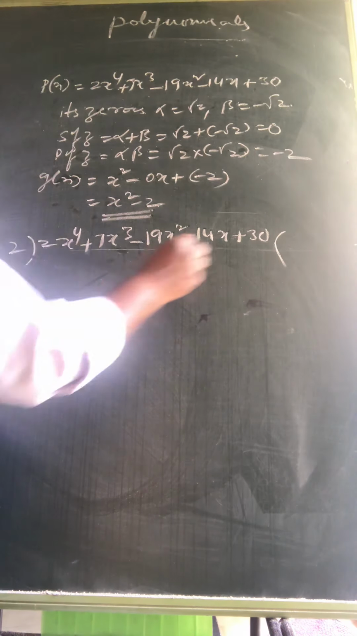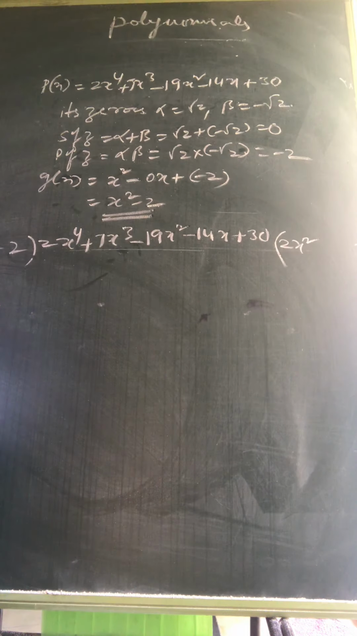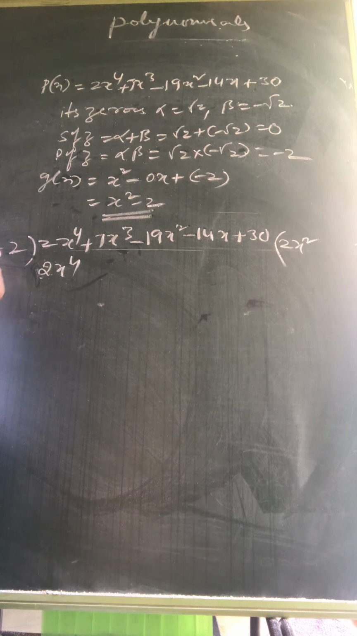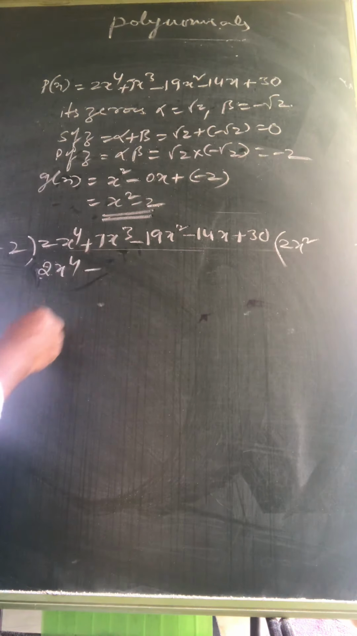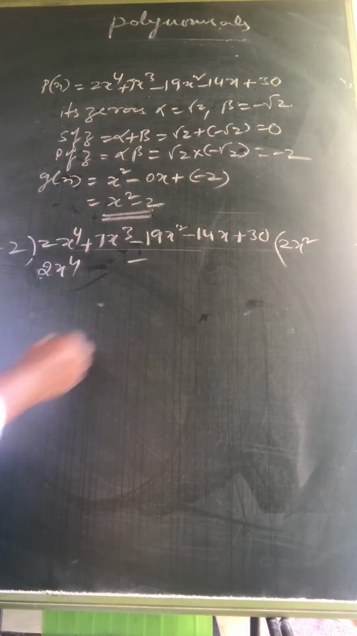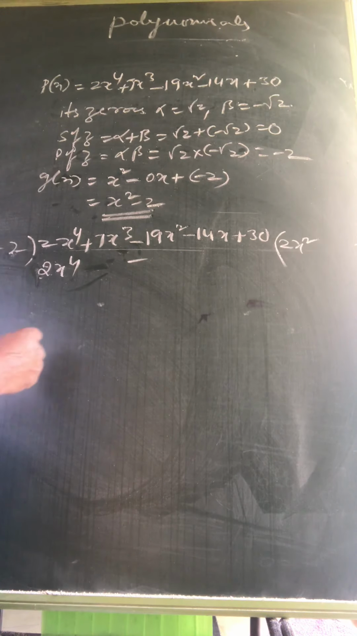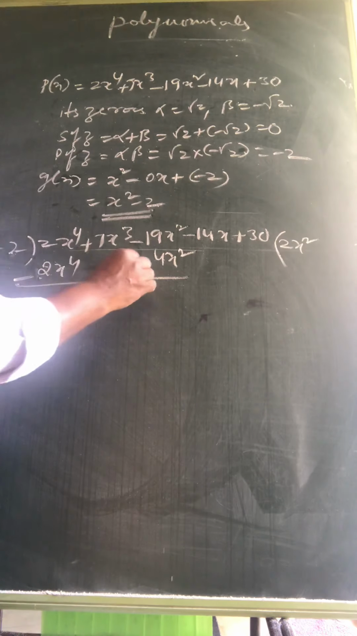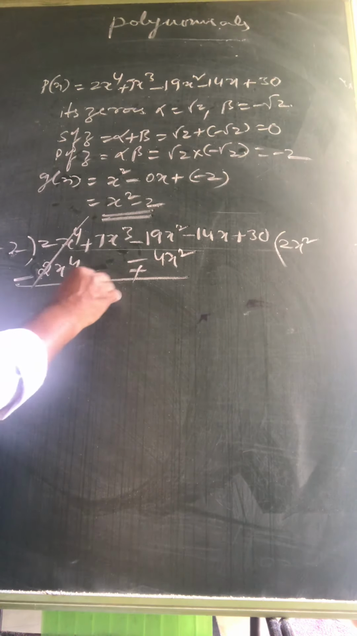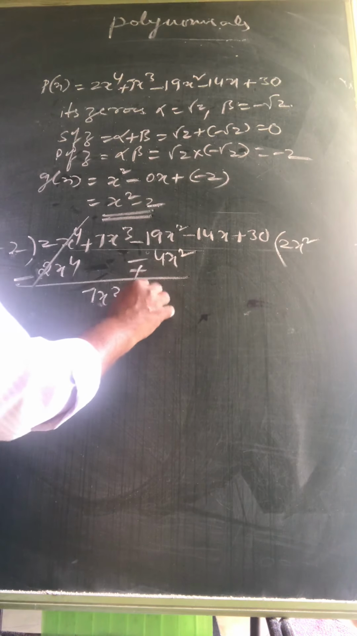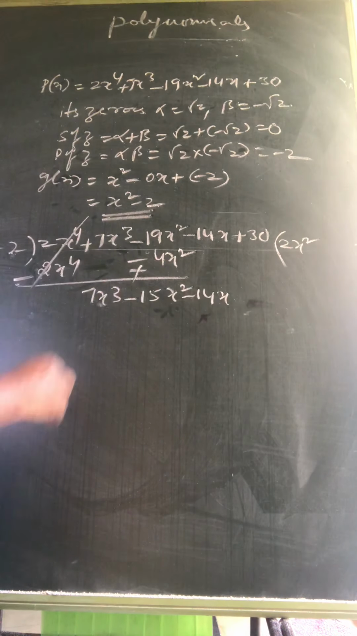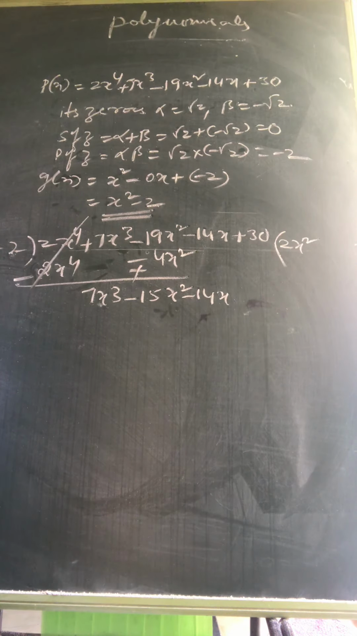How many times does it have to go? Now 2x square. 2x square into x square gives 2x to the power of 4. 2x square into minus 2 gives minus 4x square. Now minus plus, this cancels. What is left is 7x cube minus 15x square minus 14x.